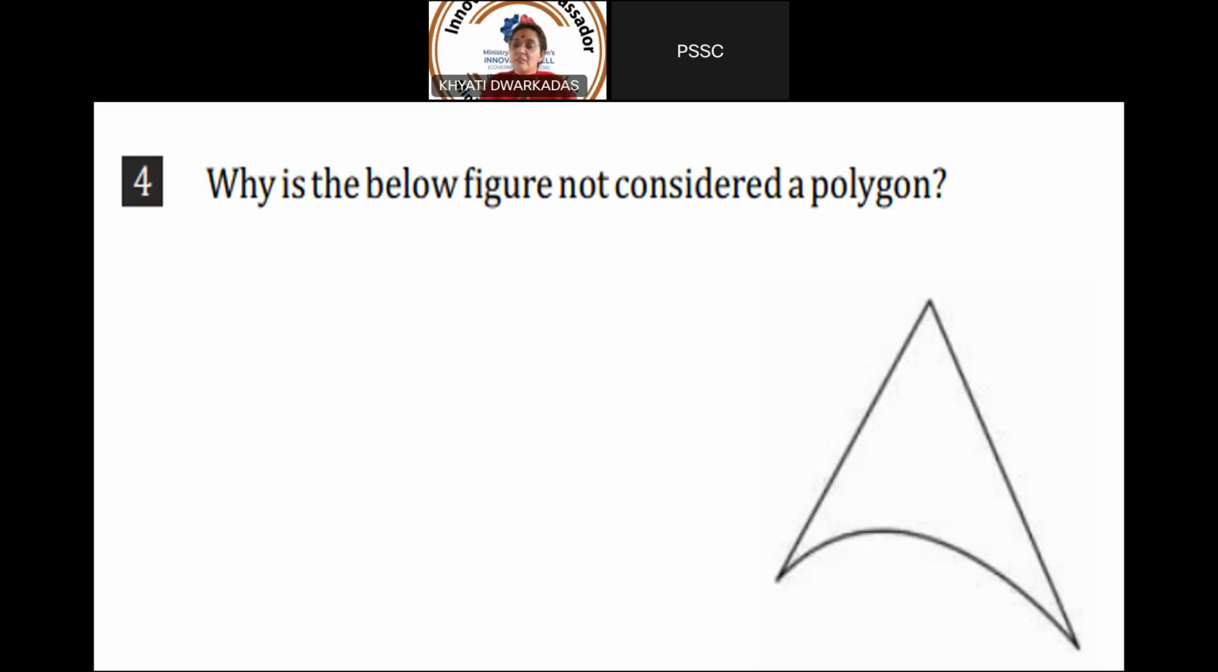Why is this figure not a polygon? It is a curve line, therefore it is not a polygon.